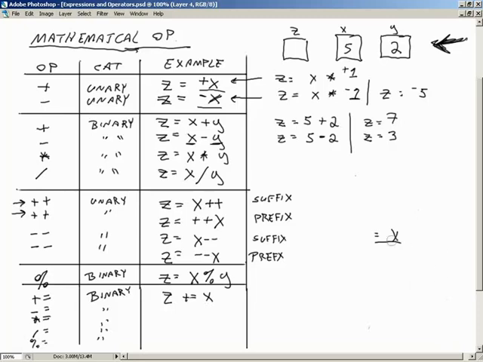As I clear away a little bit of space. All right, so plus equals x. So z plus equals x. This is just simply saying take what is in z. So let's say z contained a 3. So z equals z plus x: 3 plus 5 becomes 8. 8 is then assigned back into z.